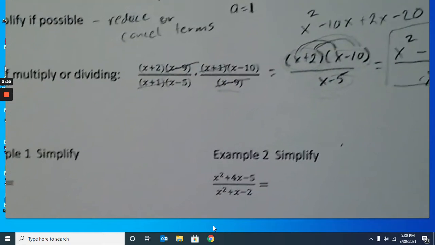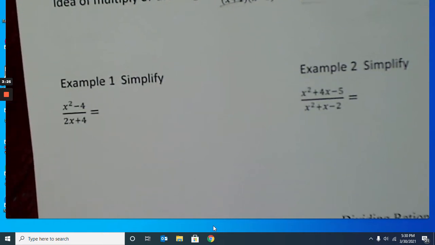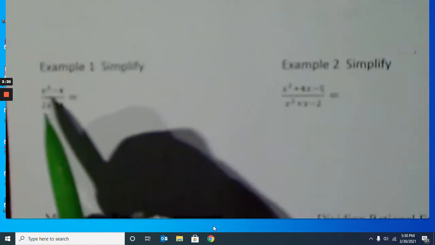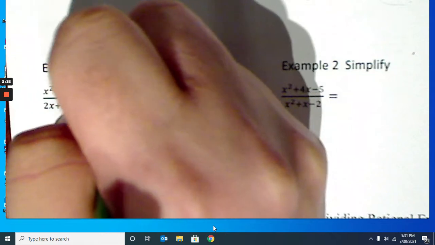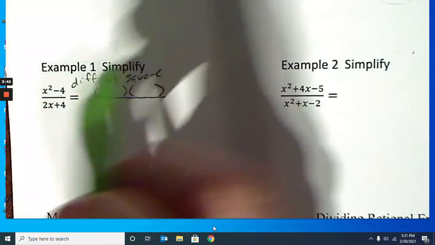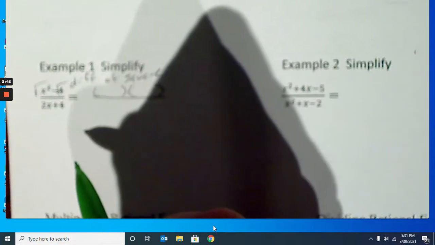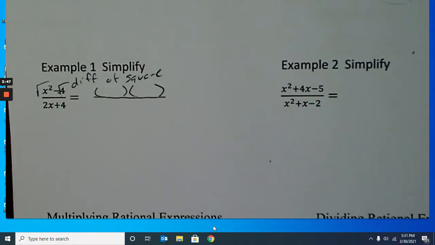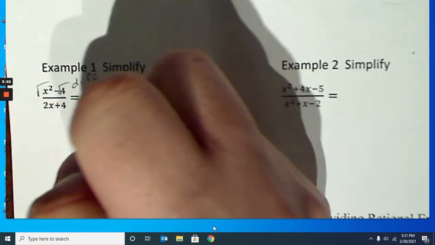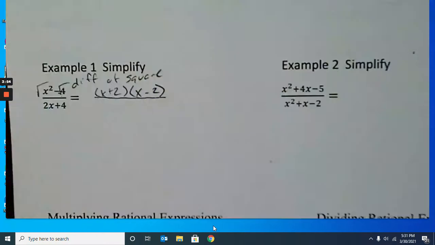So let's review what simplifying is one more time and what factoring is one more time. If I have this term right here, this is the difference of squares. And that basically means I'm going to end up with two factors where this is the square root of both terms. So the square root of x squared and the square root of 4 becomes x plus 2, x minus 2, kind of like that.